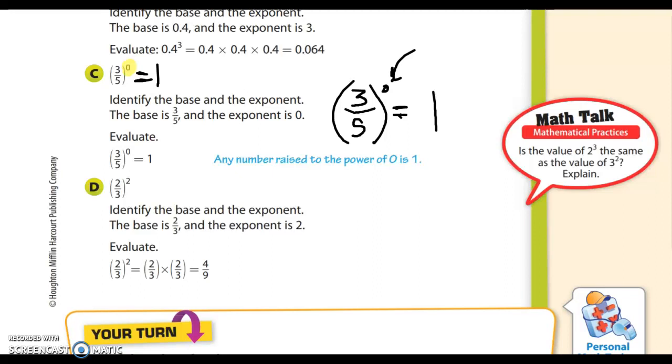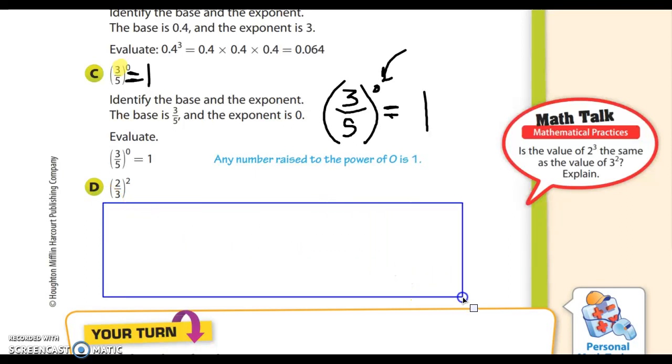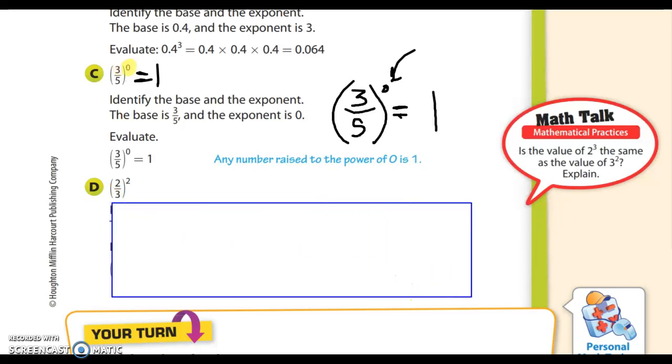Okay, so we're on D now. And these look a lot harder than they really are. So let's go ahead and cover it up. Let's pretend we don't know what the answer is here. What is 2/3 inside the parentheses with the 2 as the exponent? What does that mean?